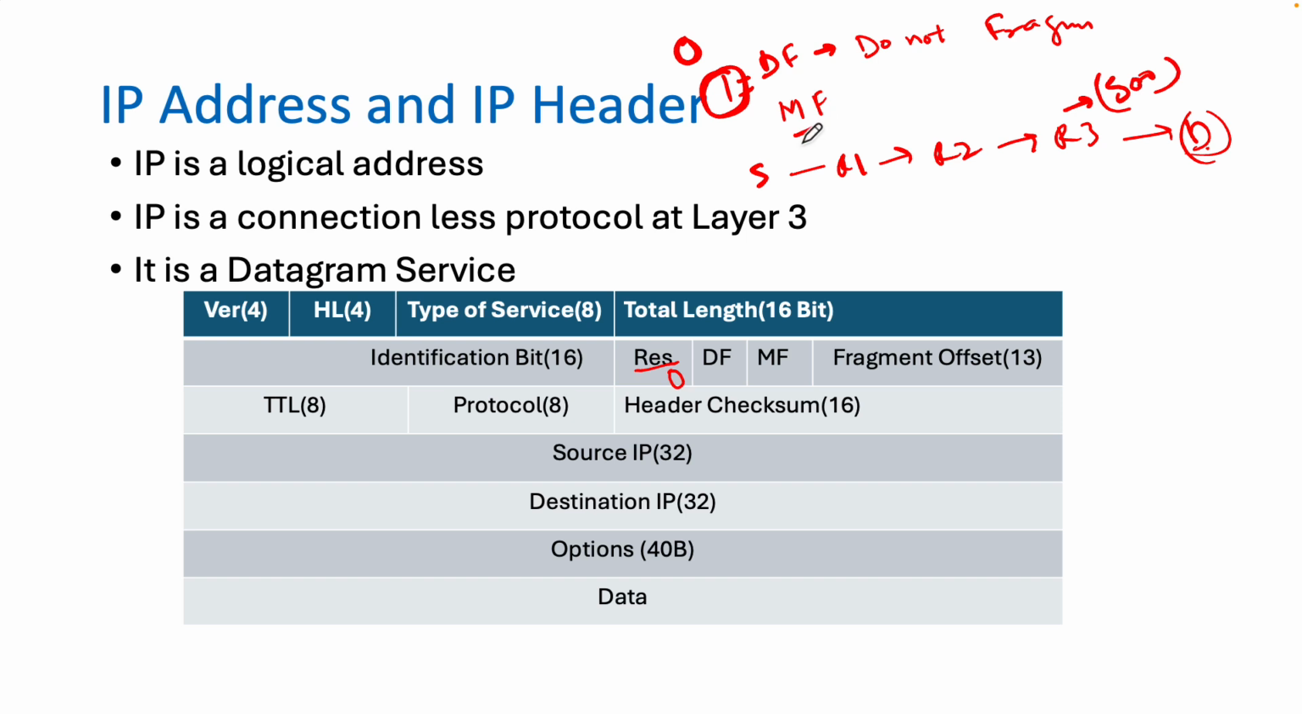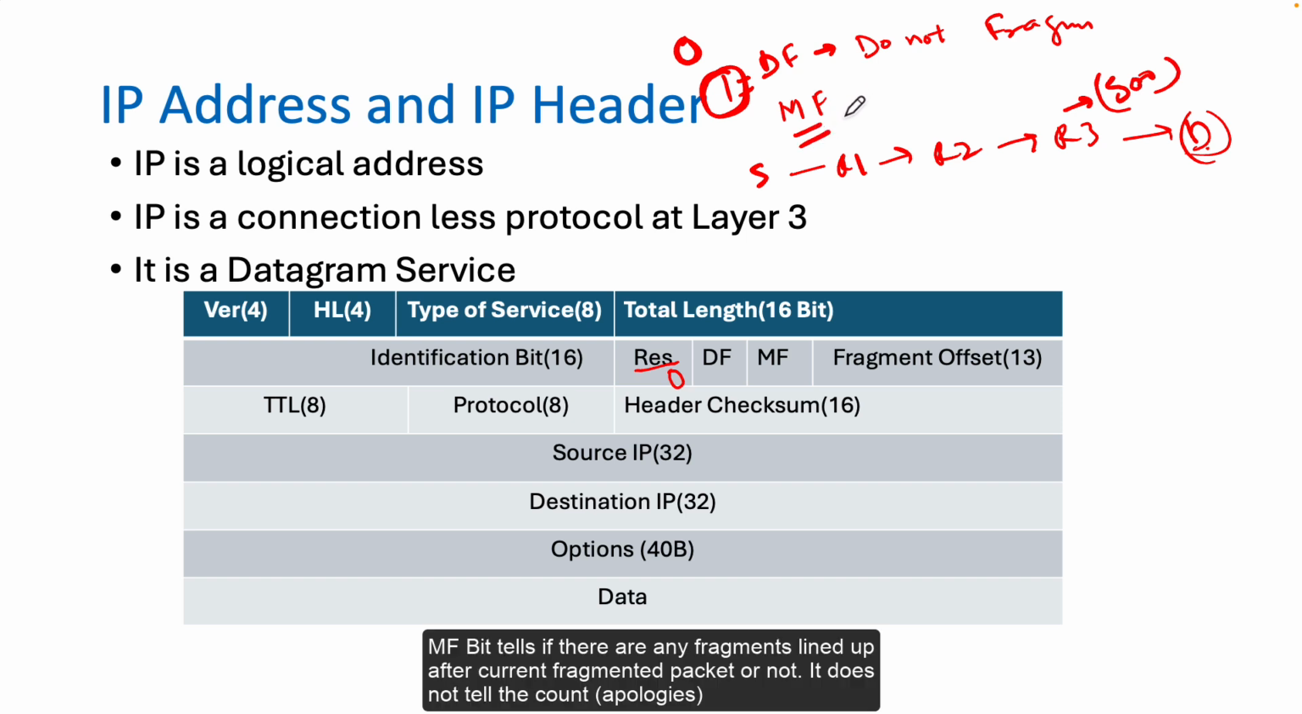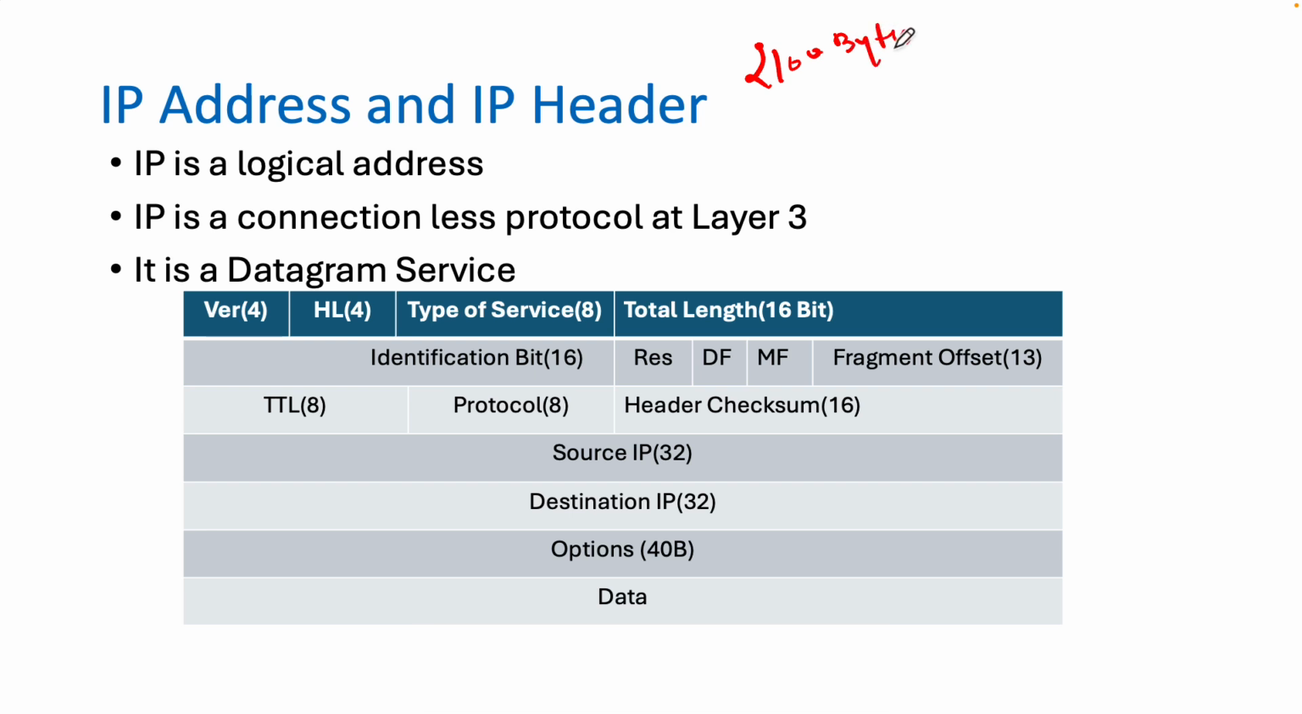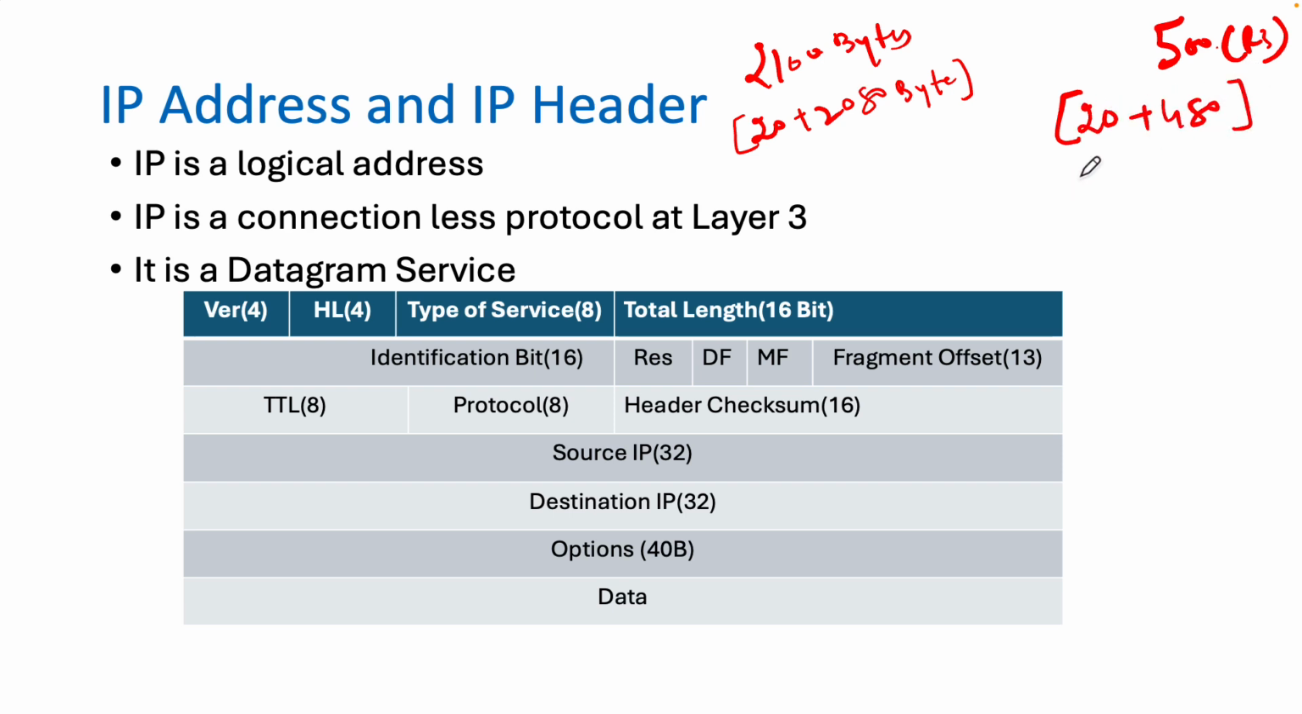So what is MF? More fragment. It tells you how many fragmented pieces are there after you. Let's say that our packet size is 2100 bytes, which means 20 byte header plus 2080 bytes of payload. And if 500 bytes is the MTU set by R3, that means it wants to allow 20 bytes of header plus 480 bytes of data. Each fragmented piece will have a header because it has to travel, right? If you are converting a 5 kg bag into 5 pieces of 1 kg each, each envelope will have the address, the same detail. So every fragmented piece will have a header. 20 bytes of header and 480 bytes of data is allowed.